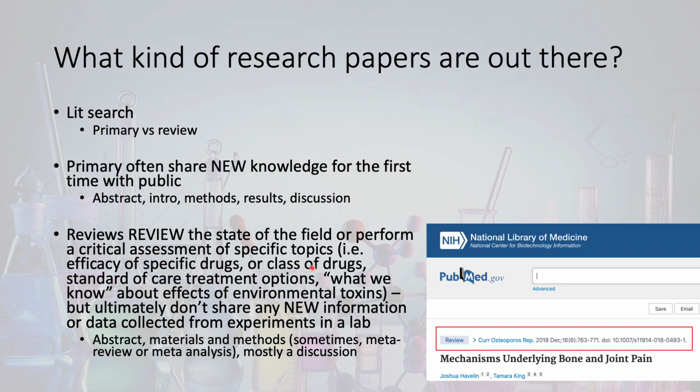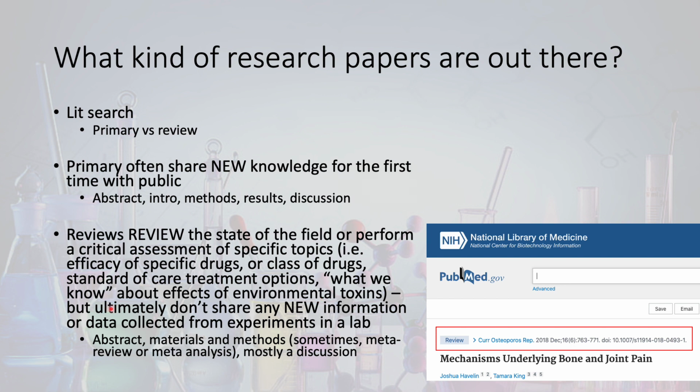The development and status, I guess if you want to call it, of a class of drugs, standard of care treatment options, right? So this would be across disease, all treatment options available. And then one other type is perhaps called something like what we know. Again, this would be a critical review of everything we know about a certain thing, right? And in the case of our class, you are probably going to start by searching for review articles that encompass or ask this question, what do we know about our specific environmental toxin, whichever toxin you choose to use.